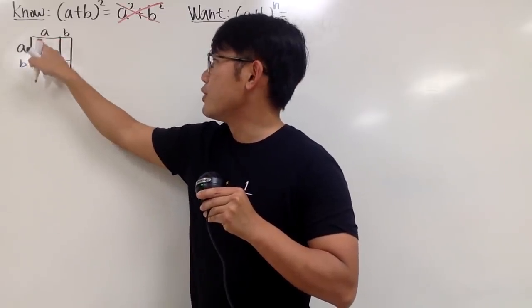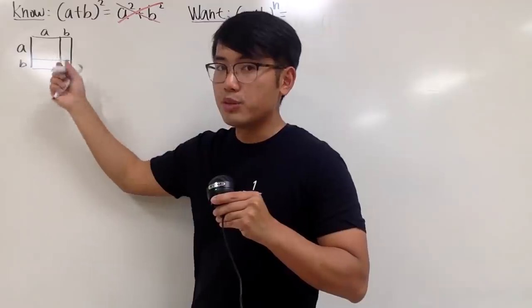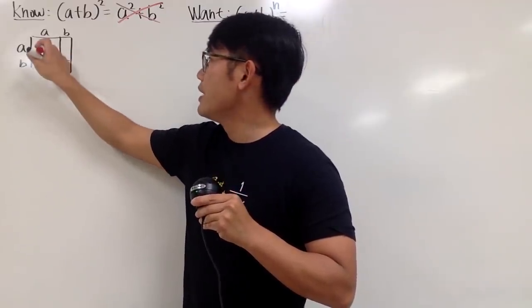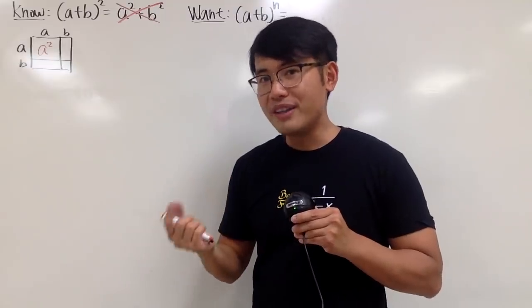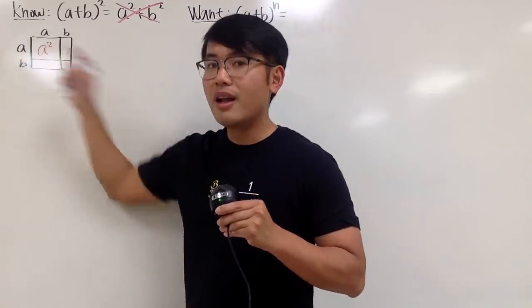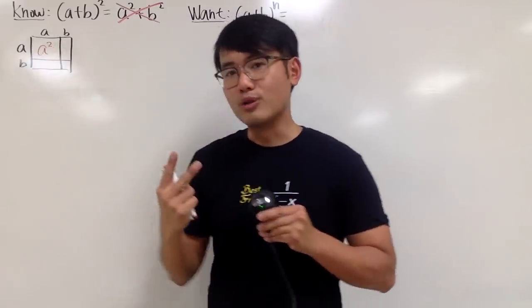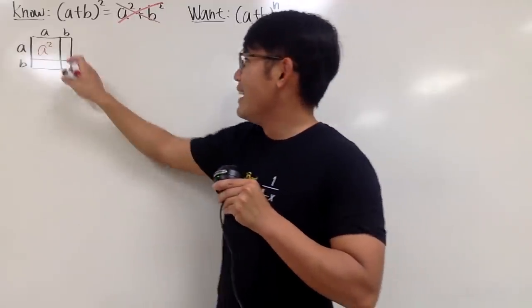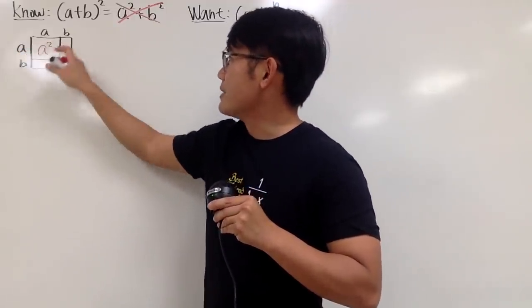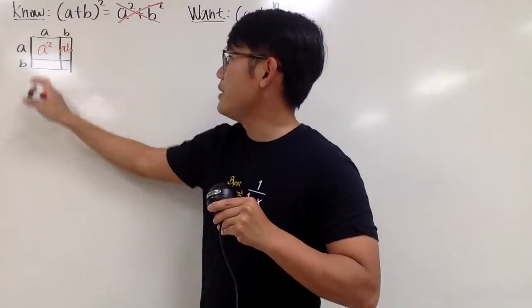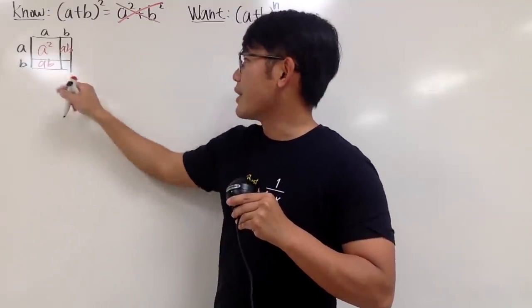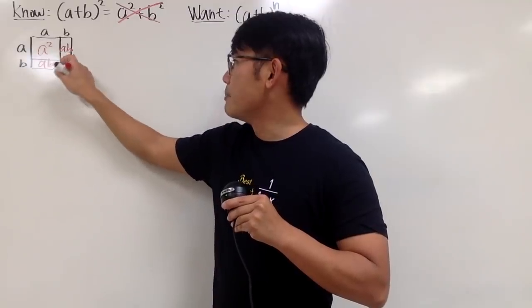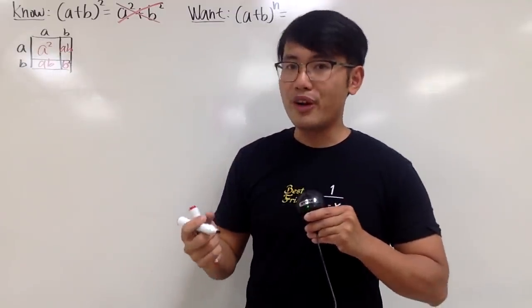Notice that the first one is just going to be a times a, right? Because we have the area of a square, and we get a to the second power. And notice, we are trying to find the area of a square. That's why the second power is also called the square. Anyway, right here, it's just b times a, and this right here is, again, a times b. And this right here is just b times b, so we have b to the second power, namely b squared.